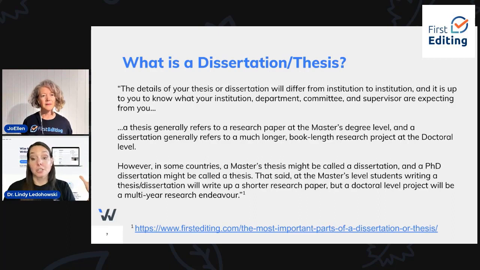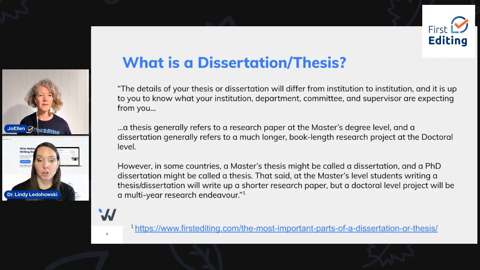So a thesis, generally speaking, refers to a research paper at the master's degree level, and a dissertation generally refers to a much longer book-length research project at the doctoral level. So often a thesis could be somewhere between 20 and 60 pages. A doctoral dissertation can be upwards of 300 pages. However, often these two terms are used interchangeably.